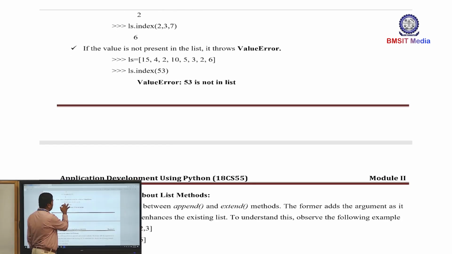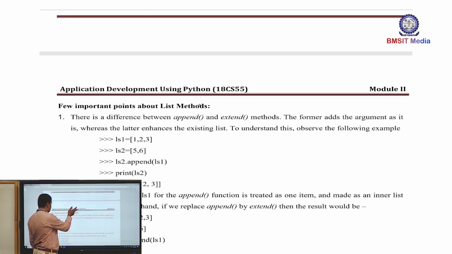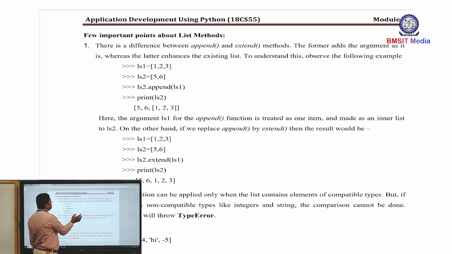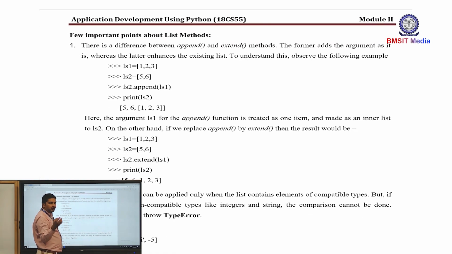Similarly, if I use ls is equal to 15, 4, 2, 10, this is the original list that I have used. If I say ls dot index of 53, 53 is not there in the list, so it will give you a value error. Now there are certain important points that you should remember or keep in mind while using list methods. Now let us see the difference between append method and extend method.